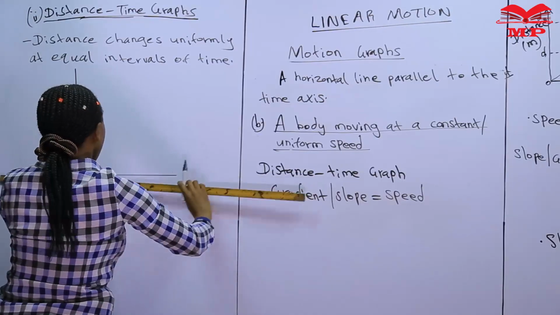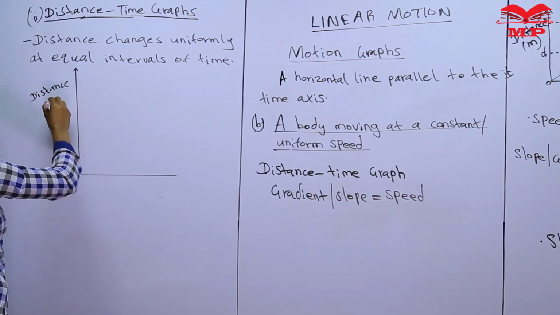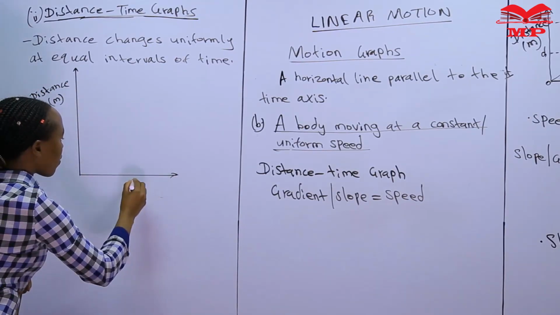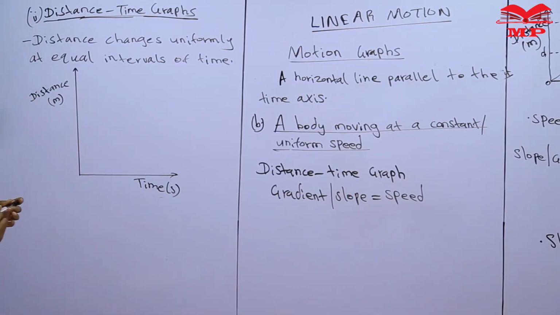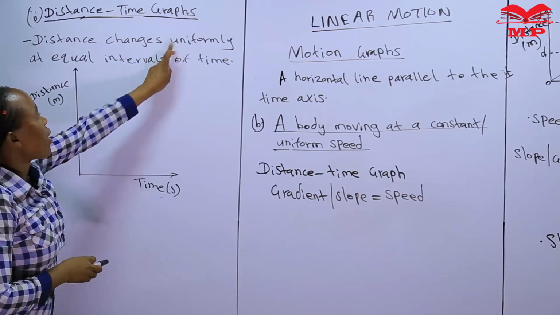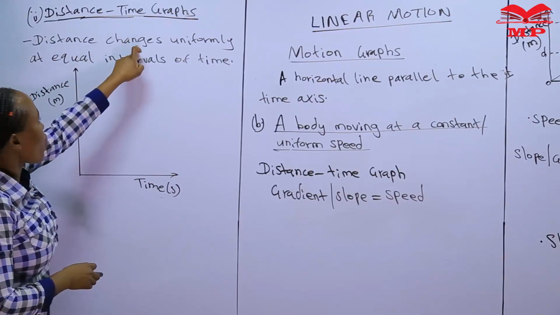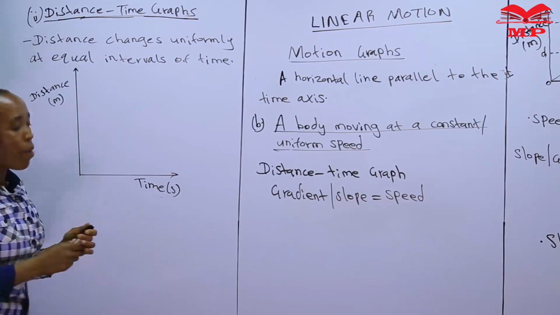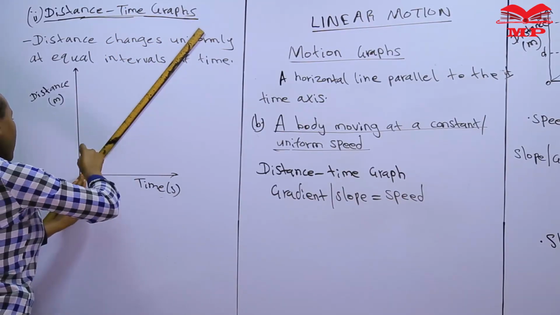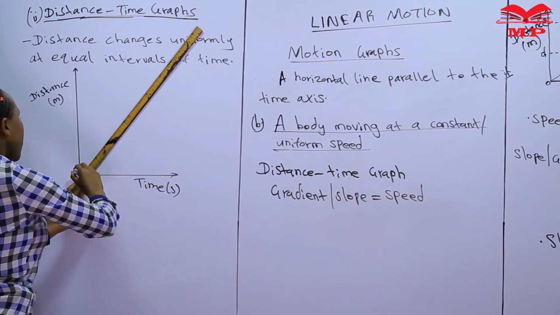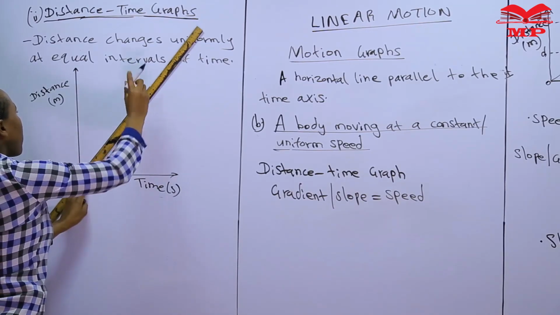So we have the axes, the distance on the y-axis in meters, then the time in seconds. If the distance is changing uniformly at equal intervals of time, we are therefore going to have a straight line. And if the time initially is at 0, it will start from the origin.